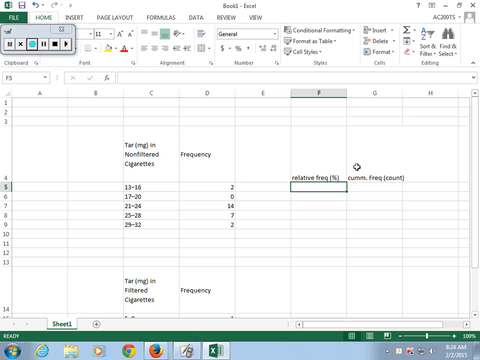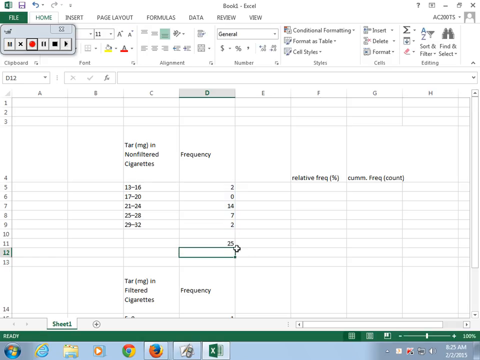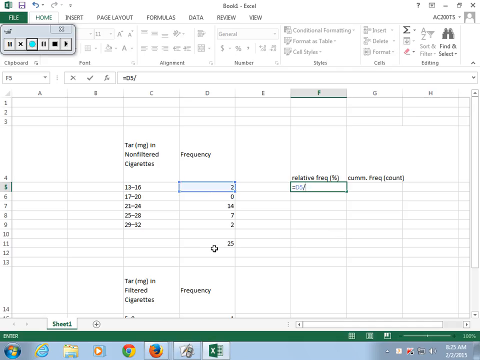Alright, so relative frequency. First of all, you got to have n. What is n? Well, it's the summation of what? Your numbers, Hubert. That's right, class. Thank you. And there's your n. So what would the relative frequency of 2 be? 2 over what? 25. So 8% or 0.08. And you can write it as 0.08 or you can write it as 8%. But do be aware of what the instructions say.